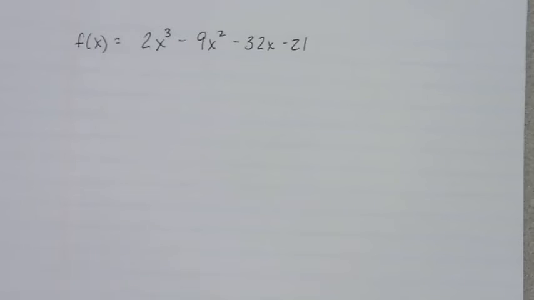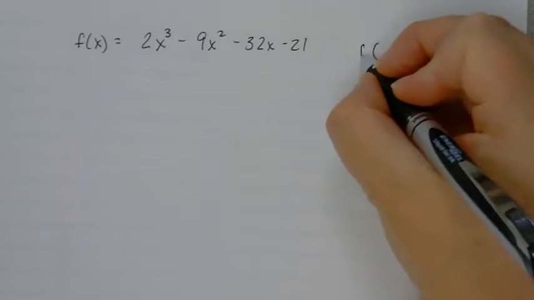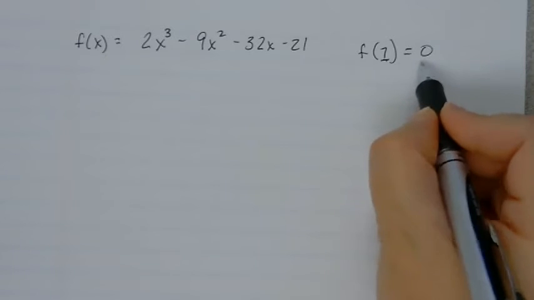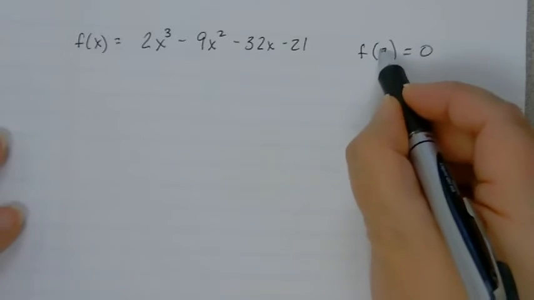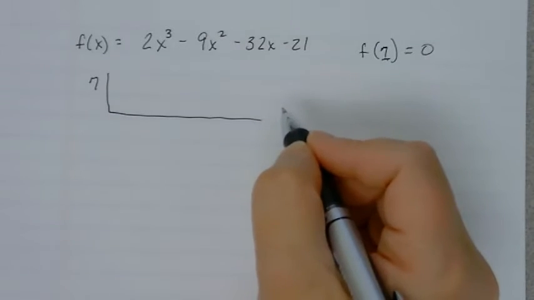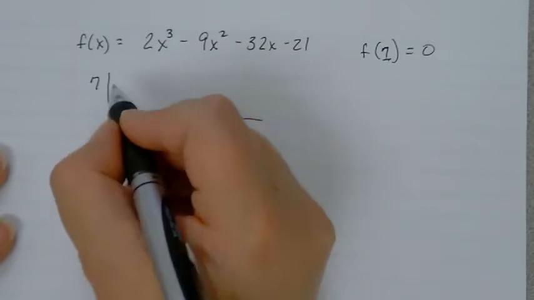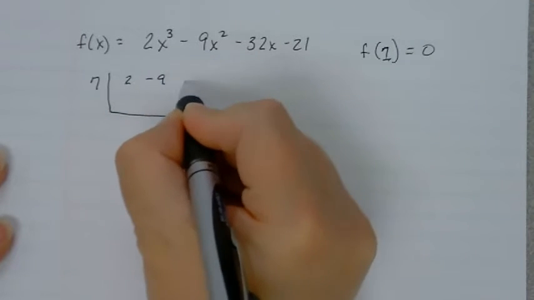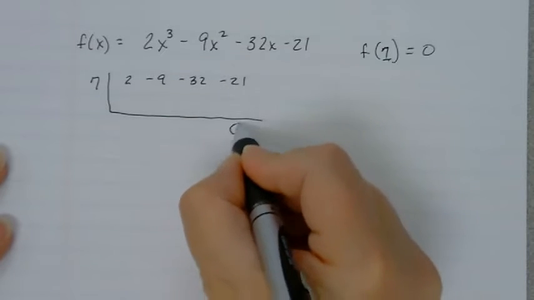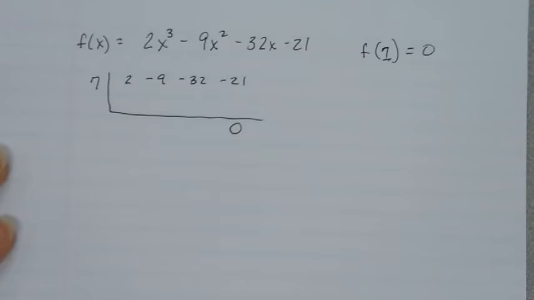Okay, we'll do two more examples here, and make sure you watch the entire video because they're each a little different. So I have a polynomial function, and I know that one of the zeros is 7. So when I put in 7 for x, I get out 0 for y. So I know, since this is a 0, this is where I'd like to start with my synthetic division. So 2, -9, -32, -21. So what should happen here at the end is I should have a 0 if 7 is a 0.